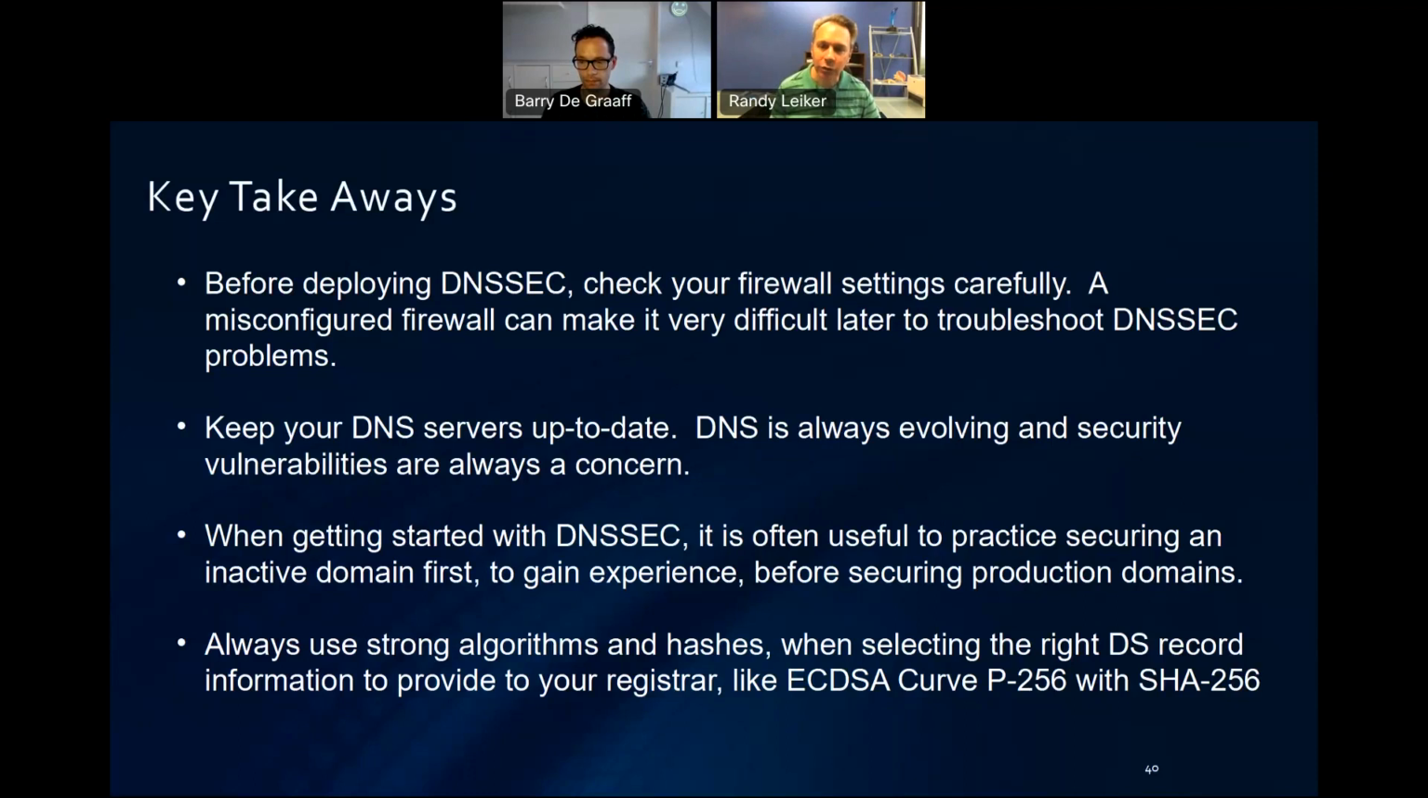And always use strong algorithms and hashes when selecting the right DS record information to provide to your domain registrar. At present, algorithm number 13, the Elliptic Curve Digital Signature Algorithm, is the best algorithm to use, along with the digest type number 2, which is SHA-256. This, of course, will eventually change as newer and more efficient algorithms become available, so periodically review the setting at least once every few years to stay informed and updated on best practices.